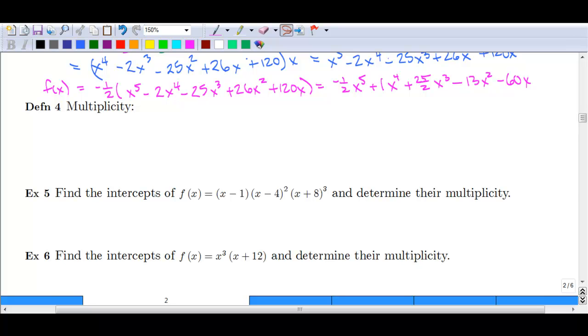This is the second video for section 16.1, and in this video we're going to look at multiplicity and behavior and how to graph some of these functions using that information. So the first thing I want to talk about is multiplicity and how that will affect the end behavior and intercepts of a graph.